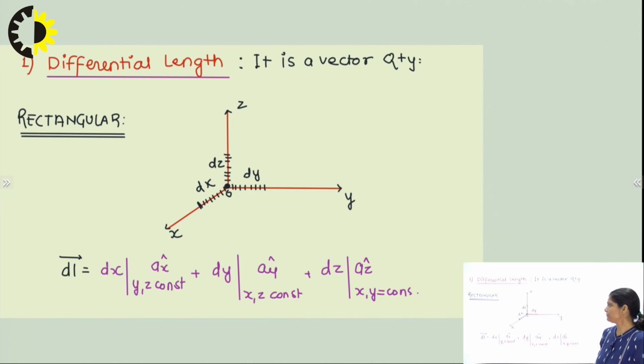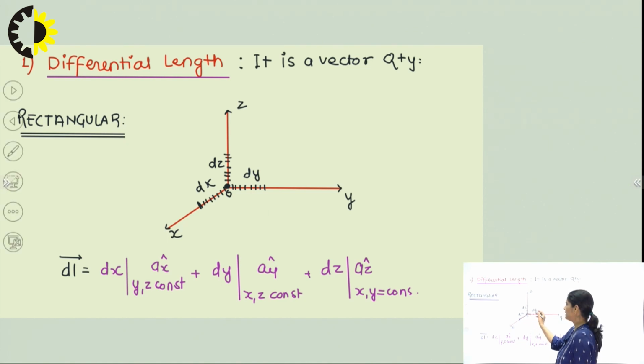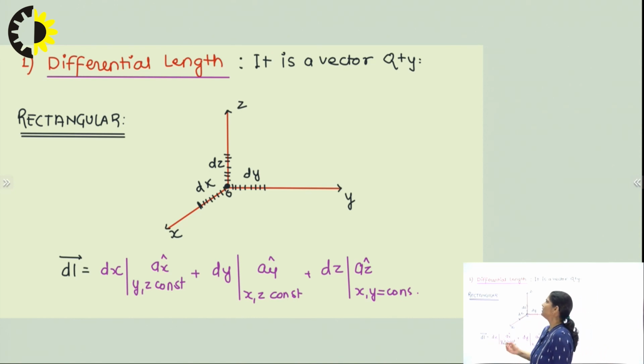Now in rectangular coordinates, as we already discussed in the previous videos, this is the x coordinate, y coordinate, z coordinate, meaning this is the x axis, y axis, z axis. Now we have to find the differential length in the x axis, y axis and z axis. Consider some part in the x axis, denoted by dx. This is the differential length in the y axis, denoted by dy. If we consider some part in the z axis, that is the differential in the z axis, denoted by dz.